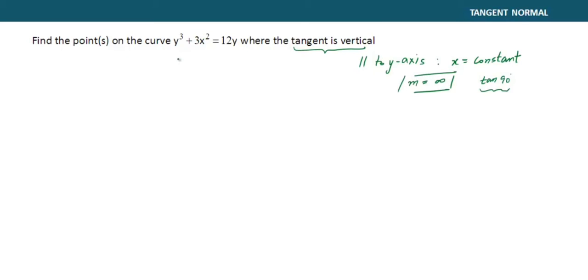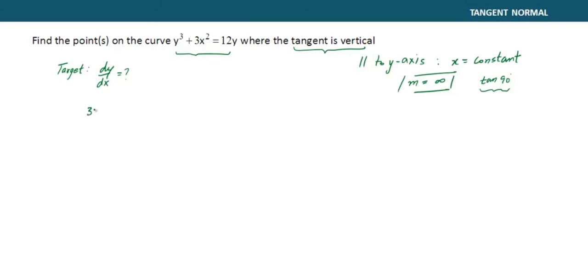So how do we solve this? Remember that this may be an implicit function or an explicit function, it doesn't matter. You just have to differentiate, because we want to find the target. So the target is again to find dy by dx and equate it to infinity. So let's start, just differentiate this.